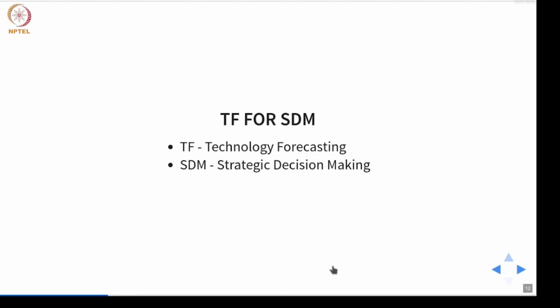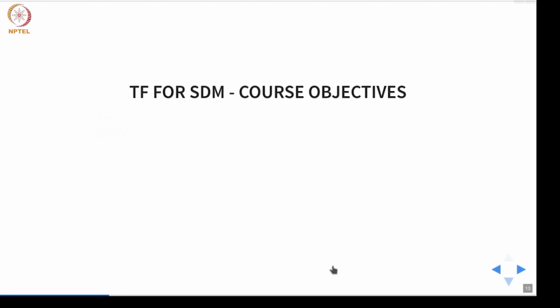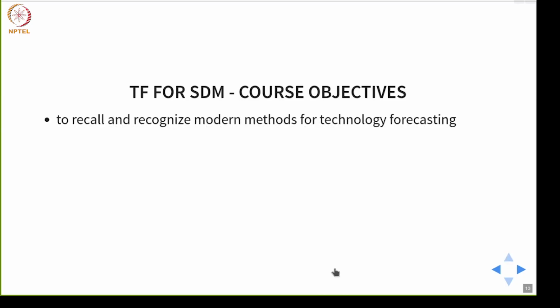So I think it's time to give our learners a glimpse of what the course will look like in terms of the objectives that we have set out to attain in this particular course. This is a very unique course in one sense: we have taken the technology and we're trying to forecast it, but also within the business context itself.